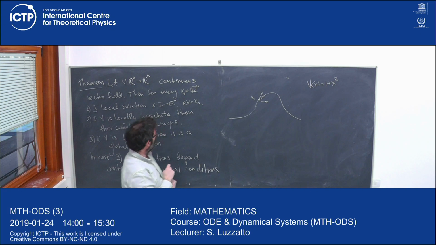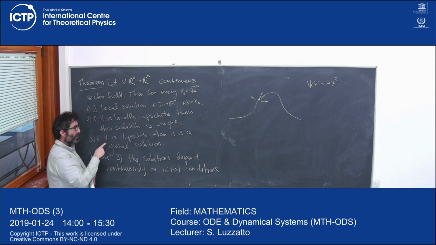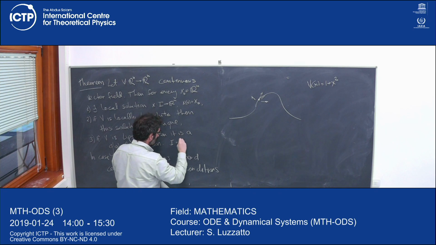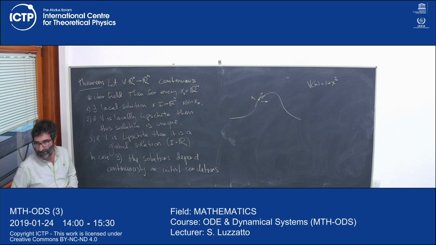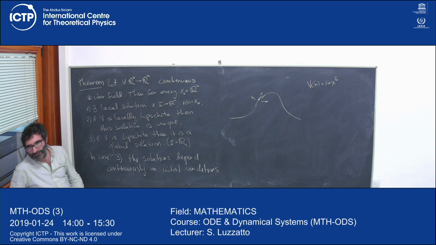This one is locally Lipschitz, so it has a unique solution, but it's not globally Lipschitz, so the solution is not a global solution. Global means that I is equal to R. It means that the solution is defined for all time. That's what a global solution is. A local solution means that it's defined in some interval containing 0.